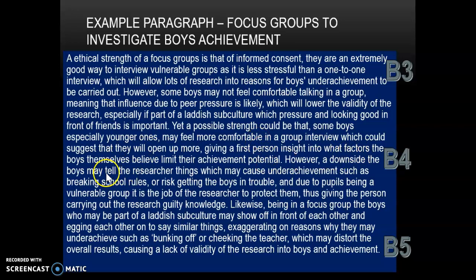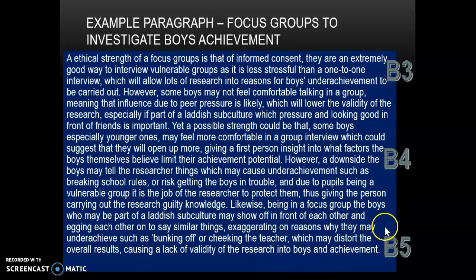However, a downside is that the boys may tell the researcher what might cause underachievement, which could be breaking school rules, risking getting the boys into trouble, and due to pupils being a vulnerable group, it's the job of the researcher to protect them, giving the person carrying out the research a bit of guilty knowledge. Likewise, being in a focus group, the boys who may be part of a larger subculture may show off in front of each other. They egg each other on to say similar things, exaggerating on reasons why they might underachieve, such as bunking off or cheeking the teacher, which is going to distort the results, causing a lack of validity of research into boys and achievement.